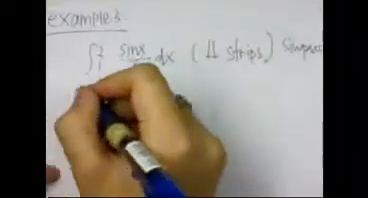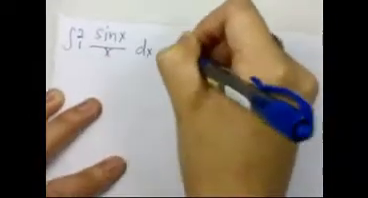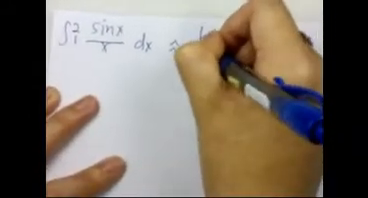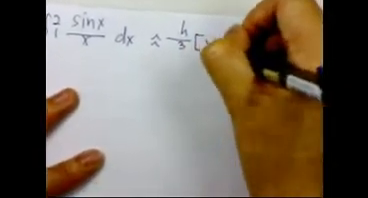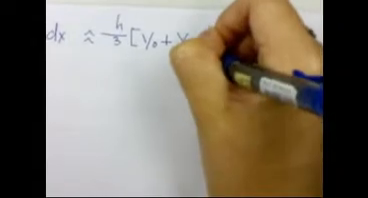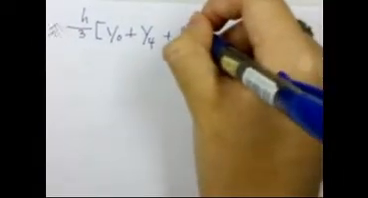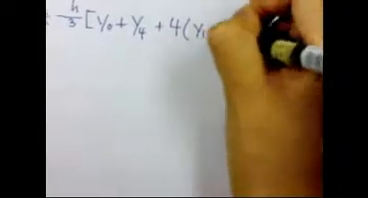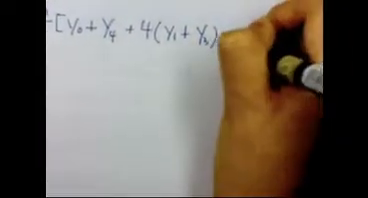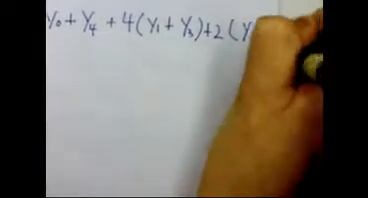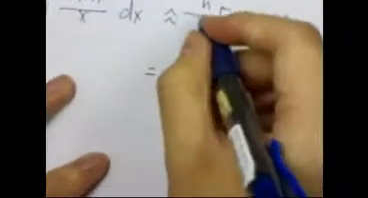So the formula will be the integral from 1 to 2 of sin x over x dx. Okay, the formula is h over 3 times y0 plus your last one, y4, plus 4 times y1 plus y3, plus 2 y2. Okay, so you substitute in the values. So h, which you just found, is 1/4 over 3.